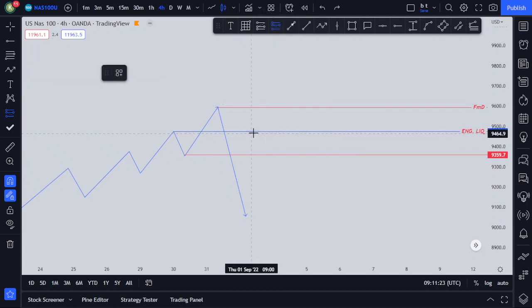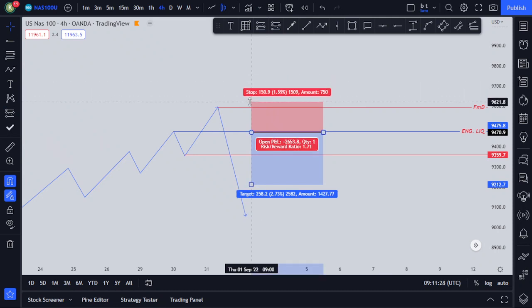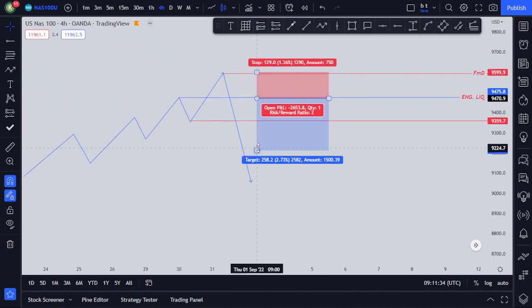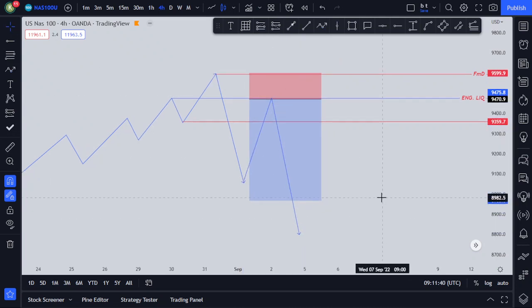So when it happens like this, your entry will be on the engineered liquidity, and your stop loss will be on the Fair Value Deviation. So we expect price to come here, then drop. This is the bearish type of engineered liquidity. It happens when the bullishness is over or when the bears are in control.